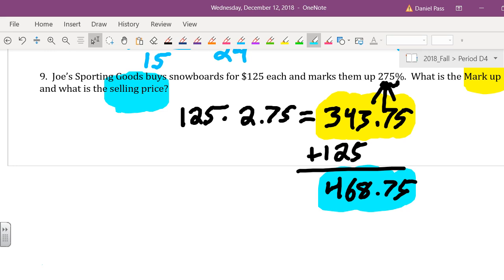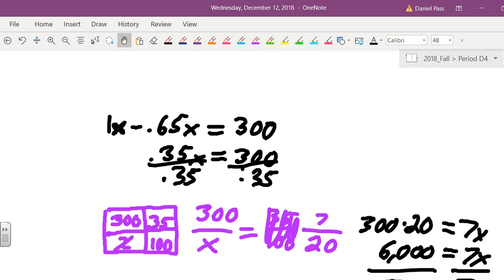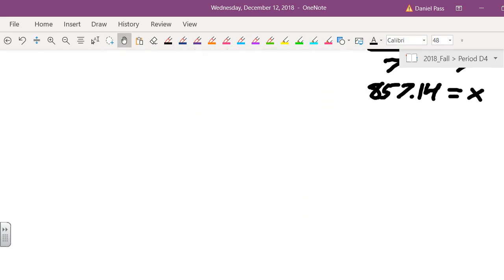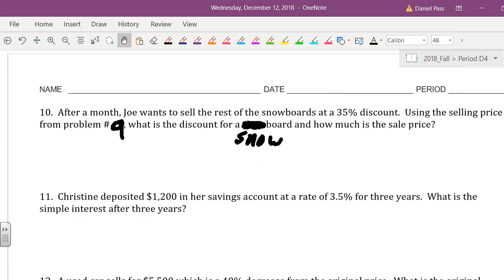All righty, we are on page 2. Where's the second page? Whoa, I moved it down when I moved all the other stuff down. Okay. Oh no, that was supposed to be there. So problem number 9, it's a typo kind of because I changed the numbers, and this says snowboard.